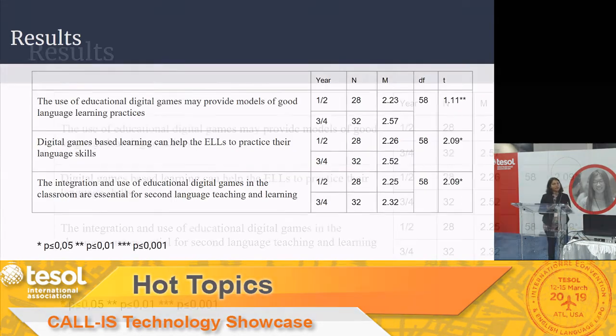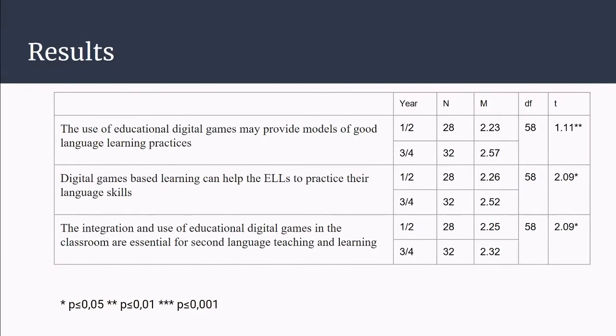After that, we did an independent sample t-test to see whether the year of study has any effect on the perception of the students. And we have seen that as the year progresses, the students perceive game-based learning more positively. What it means is that the students who are in their third or fourth year have more positive perception towards digital game-based language learning than the students who are in their first or second year.